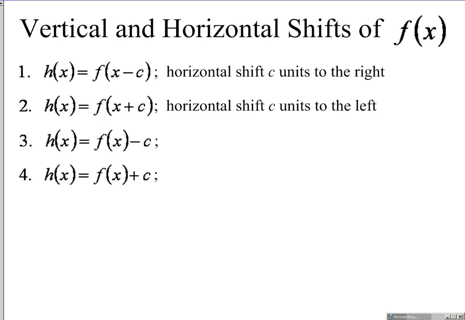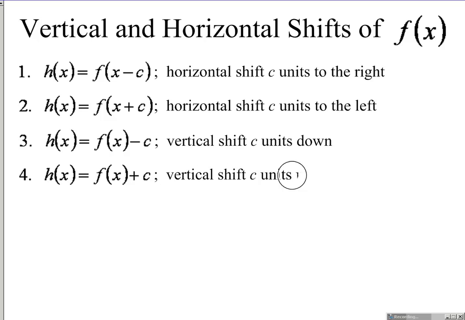Now in 3 and 4, notice we're adding or subtracting a constant from the entire function. Remember our function notation, f of x replaces y. So here this is like y minus c, so I'm subtracting it from the y. That tells me that we are going to then move vertically. But you do not move the opposite number of units when it is a vertical shift. So if it's minus c, you go c units down. If it is plus c, you are going to shift c units up.